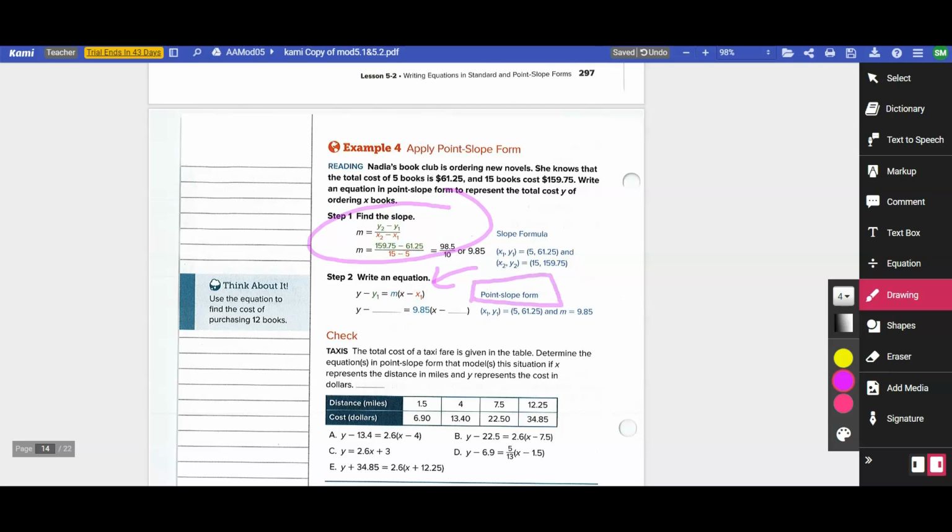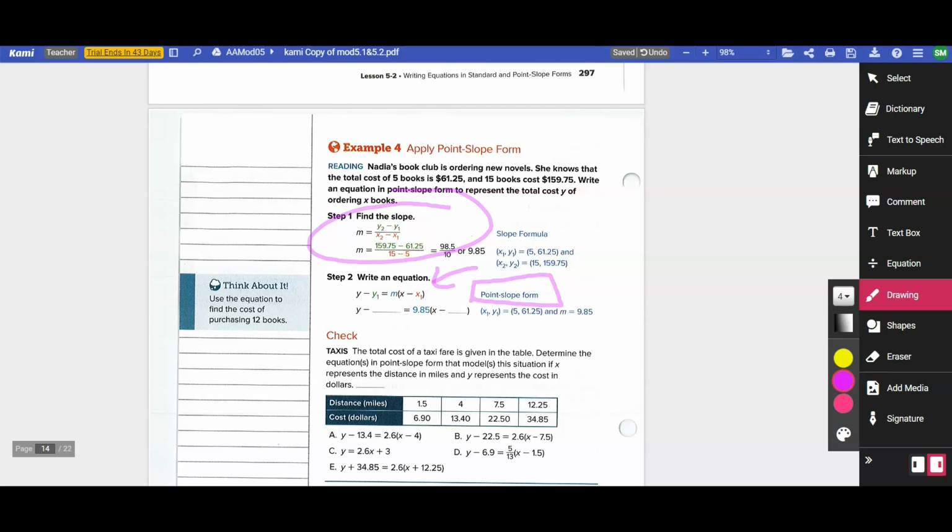Point slope form. Okay, I need a new thought process. That's it. There's nothing else you have to do. So here, Nadia's book club is ordering new novels. She knows that the total cost of 5 books is $61.25, and 15 books are $159.75. Write the equation in point slope form.